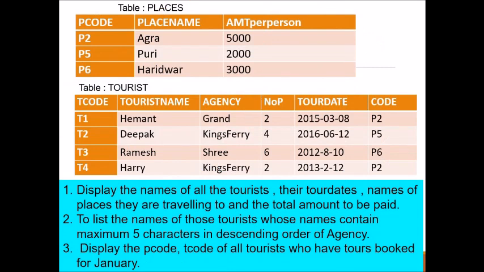So a few more queries you can practice. Display name of all the tourists and their tour date, name of the places they are traveling to, and total amount to be paid. So if it requires both the tables, then you have to use join. List the name of tourists whose name contains maximum 5 characters. So this requires the string functions. Display P code, or you can use like also. Display P code of all tourists who have tours booked for January.